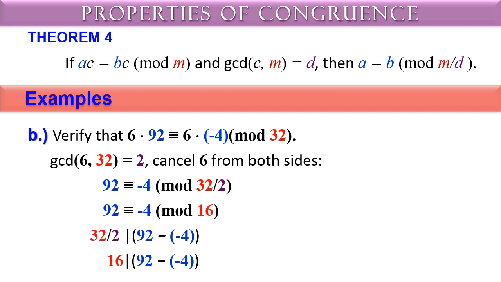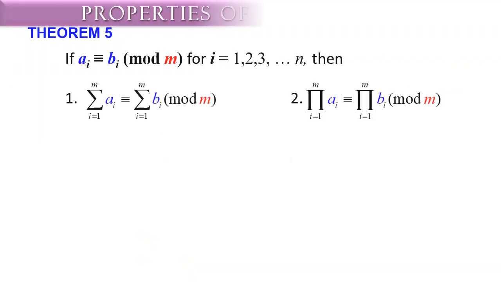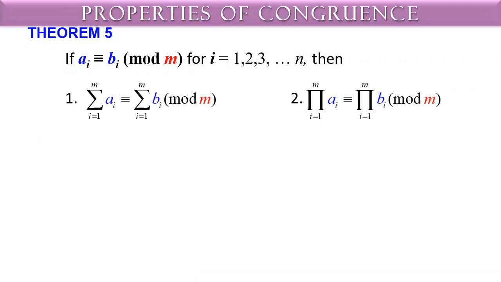To continue, let's have our last theorem, which is theorem number 5. Theorem 5 states that if A sub i is congruent to B sub i modulo m for i equal to 1, 2, 3 to n, then the following statements are true. The sum of A sub i from i equal to 1 to n is congruent to the sum of B sub i from i equal to 1 to n modulo m.